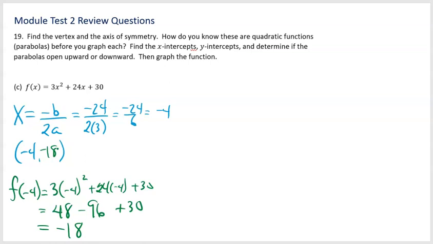Now let's keep going and let's find the axis of symmetry. So for the axis of symmetry, all you need is the vertex. It's going to be x is equal to negative 4. So that's my axis of symmetry.